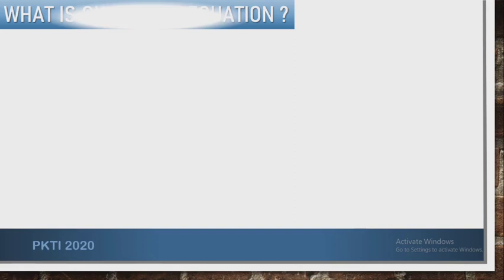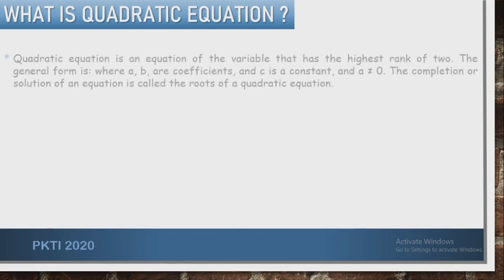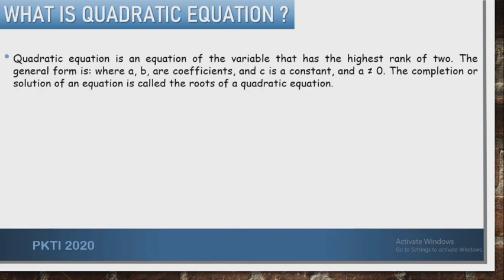What is a quadratic equation? A quadratic equation is an equation of a variable that has the highest power of 2. The general form has a, b as coefficients and c as a constant, with a not equal to 0. The solution of an equation is called the roots of a quadratic equation.